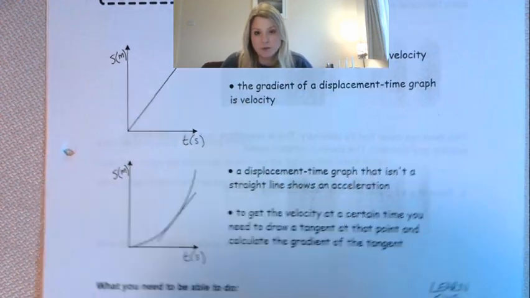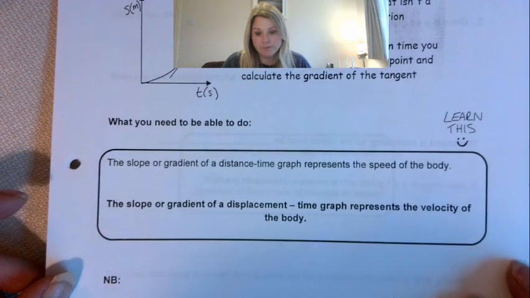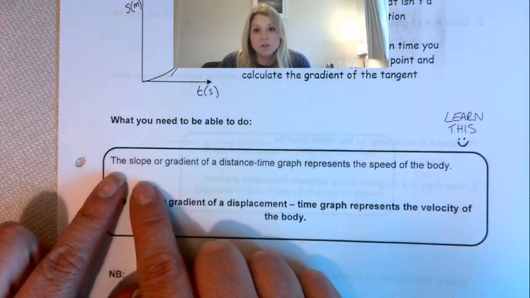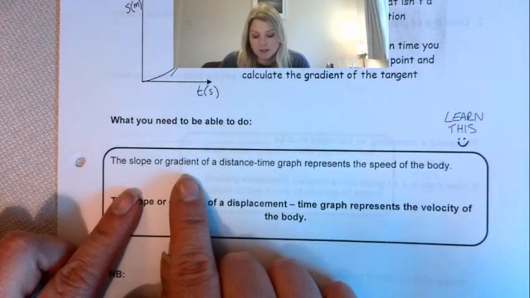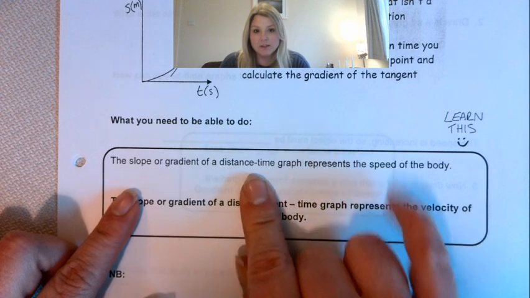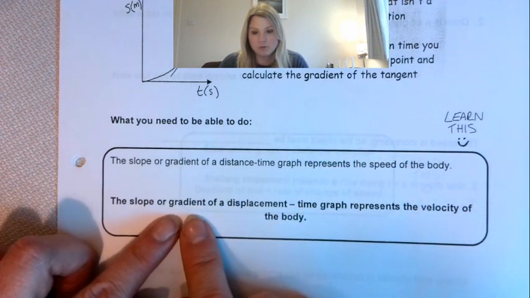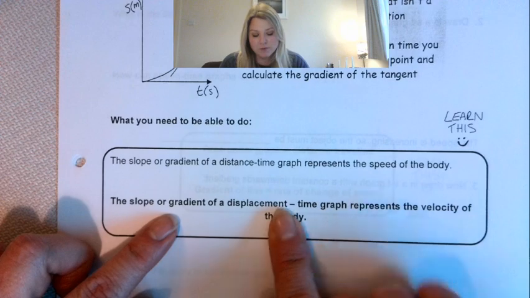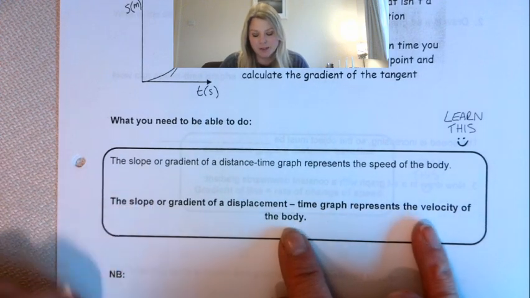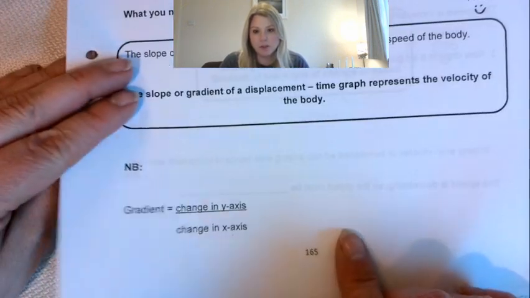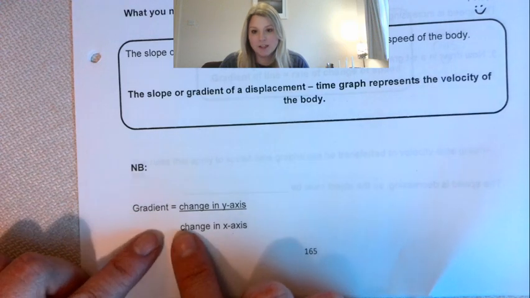Okay, so the important things that you need to be able to do, you need to be able to recognize and remember that the gradient of a distance time graph tells you the speed, and the gradient of a displacement time graph tells you the velocity. And then there is just a wee reminder down at the bottom of how you calculate the gradient.